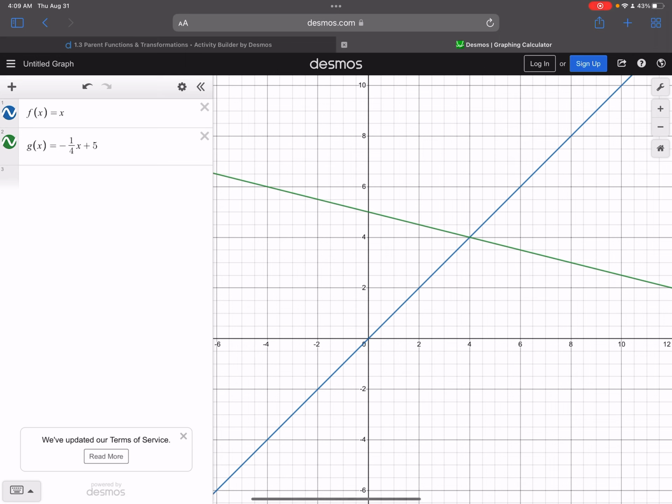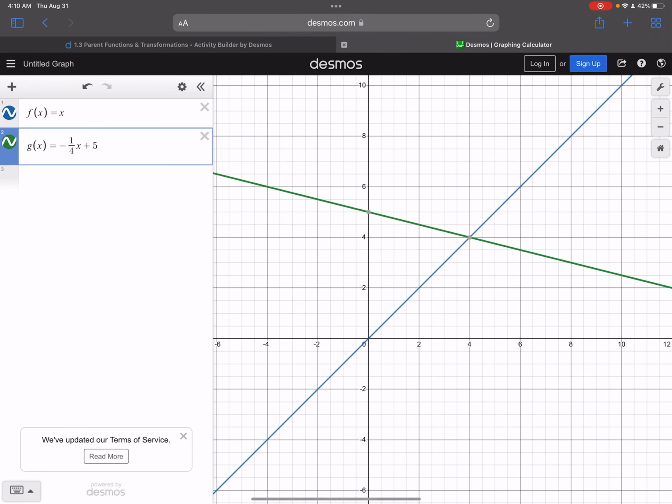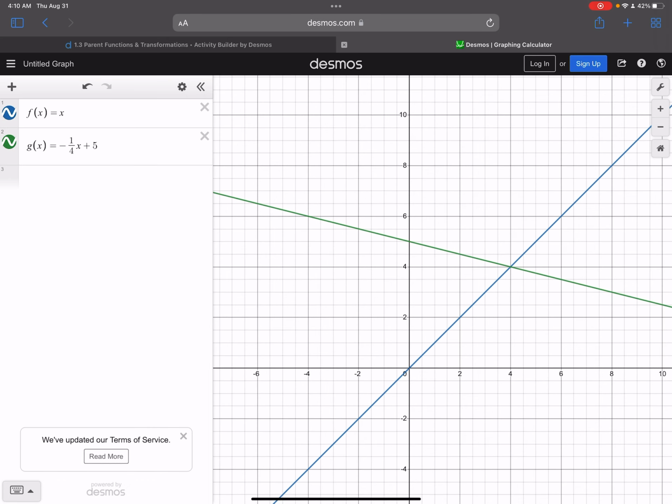And then finally, we have a shift. If we think from this point to this point, that is a shift up 5. And that comes from this right there. And you may have said that it's a shift over. But I don't know that I would have gotten that from this. So I would just stick with shift up 5.